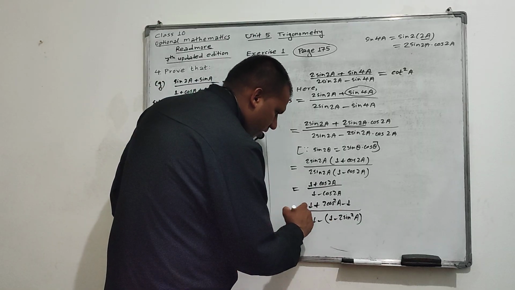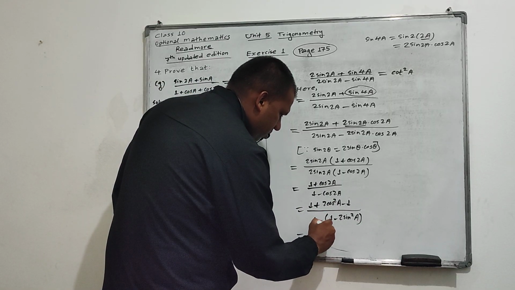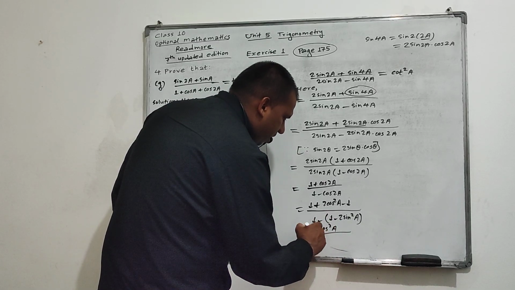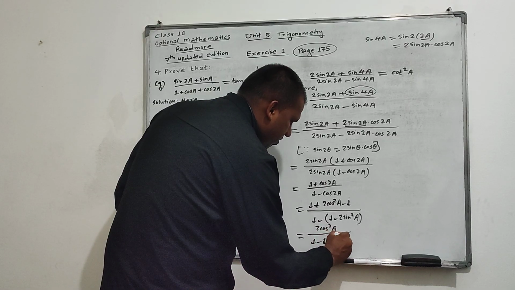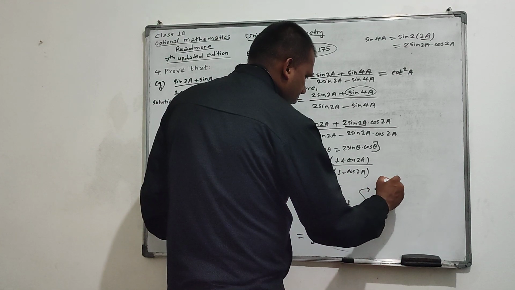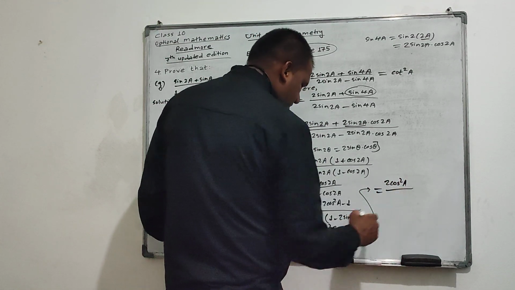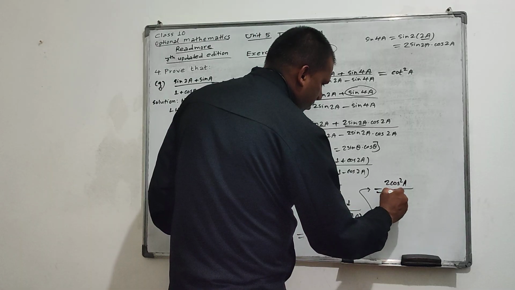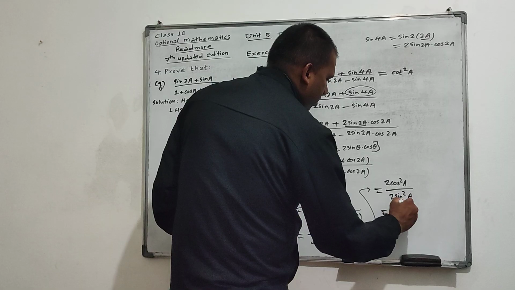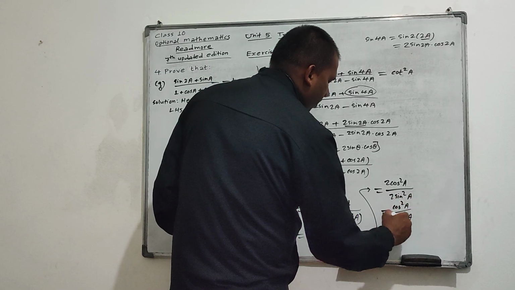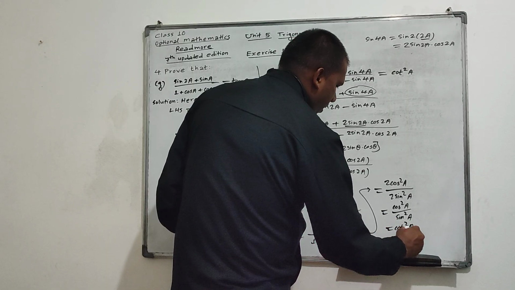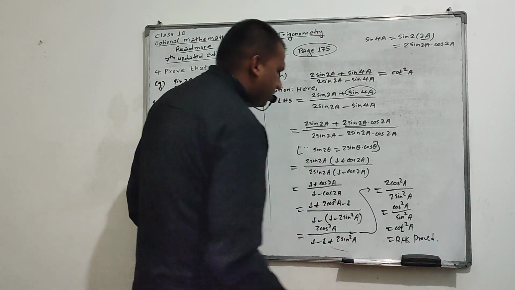This equals 1 minus 1 cancels out, 2 cos square a upon 1 minus 1 plus 2 sine square a. Now this equals 2 cos square a upon 1 minus 1 cancels out, remaining 2 sine square a. 2 cancels out, cos square a upon sine square a, that is cot square a, which is the RHS.